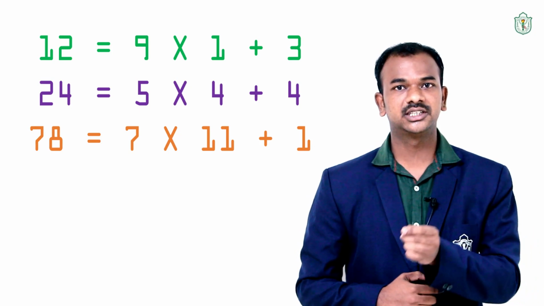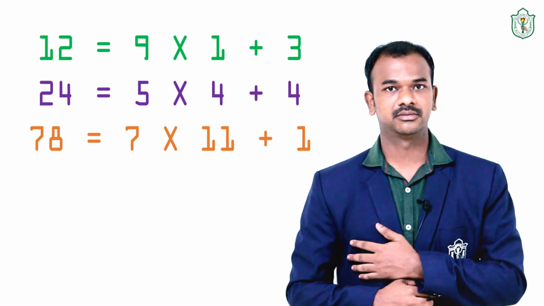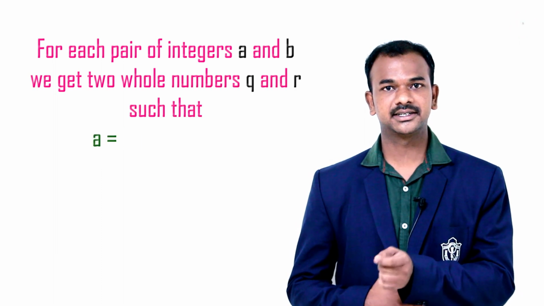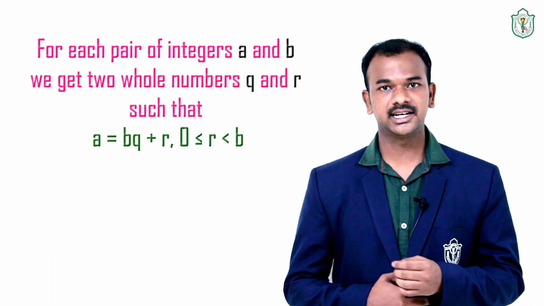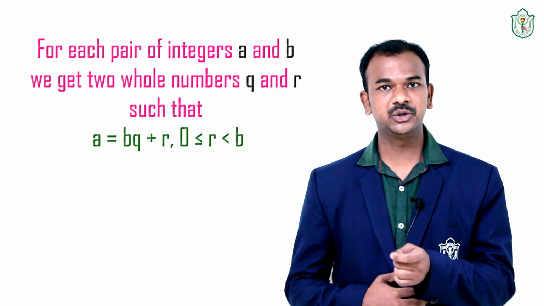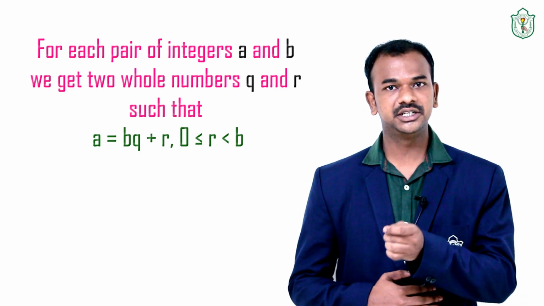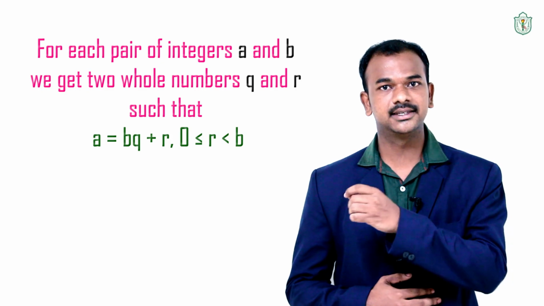78 equals 7 times 11 plus 1. In each case, we can see that there are two numbers other than the given pair. Now, if we use variables in place of numbers, then for the given pair of integers a and b, we will get q and r satisfying a equals bq plus r and 0 less than or equal to r less than b.